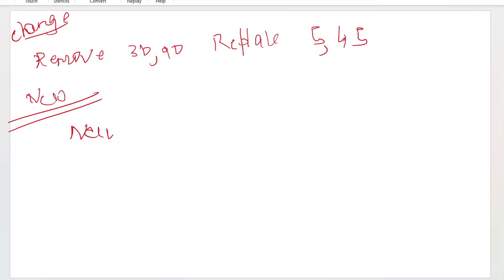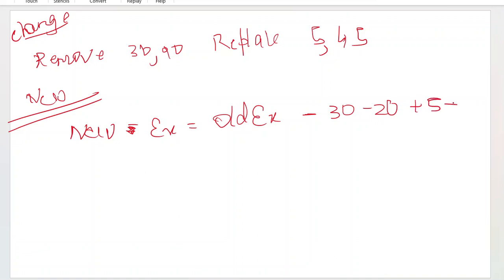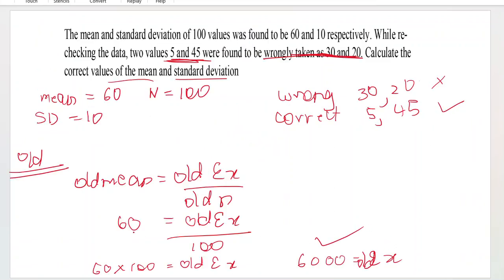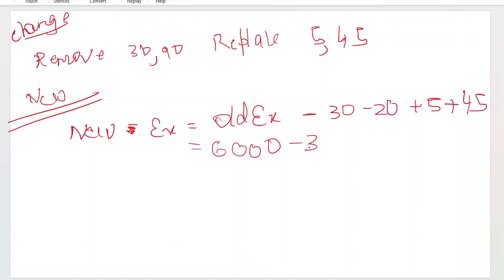Now your new sum of x will be old sum of x. Old sum of x is that part in which we add all the x values. So we have to remove the wrong values and add the correct values. This sum was earlier calculated as 6,000, and this is minus 30 minus 20 plus 5 plus 45. This gives the value as 6,000 itself.